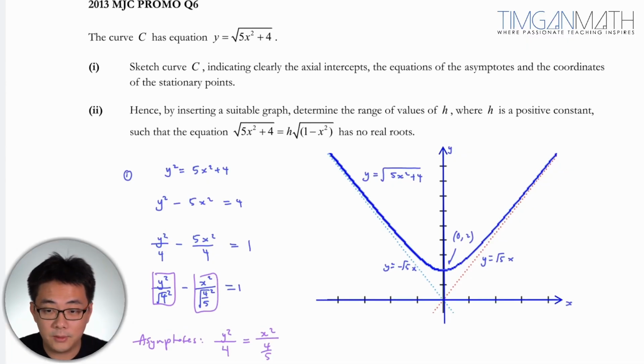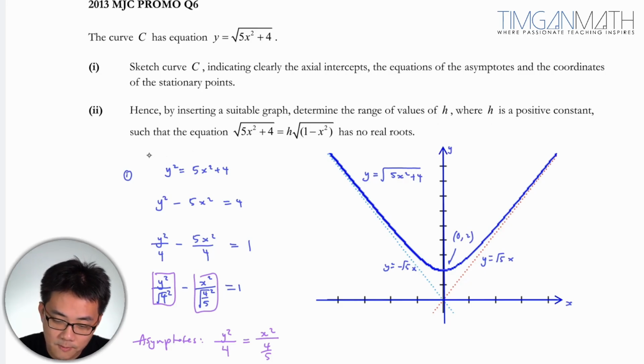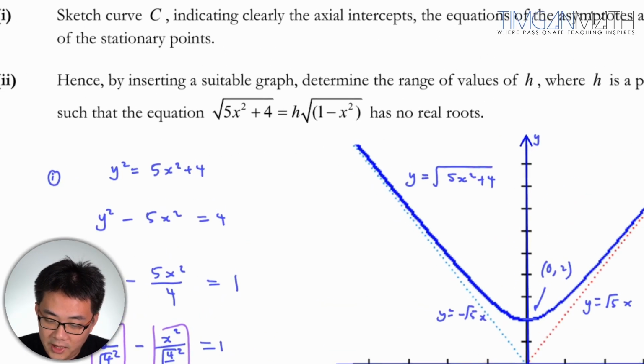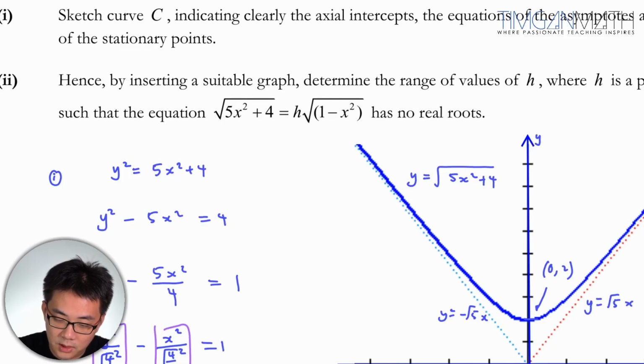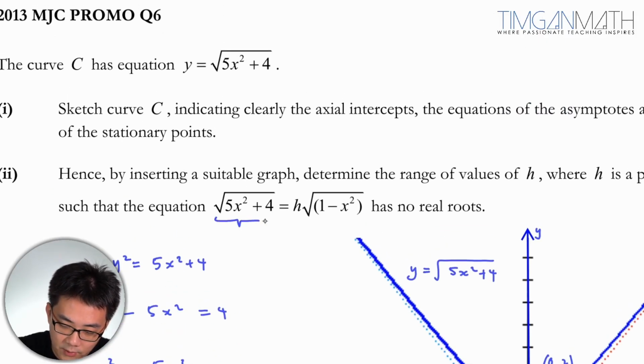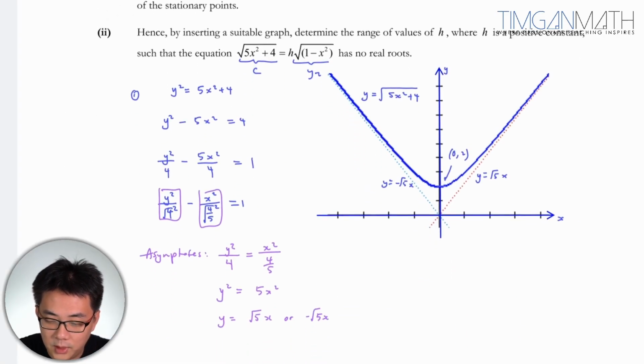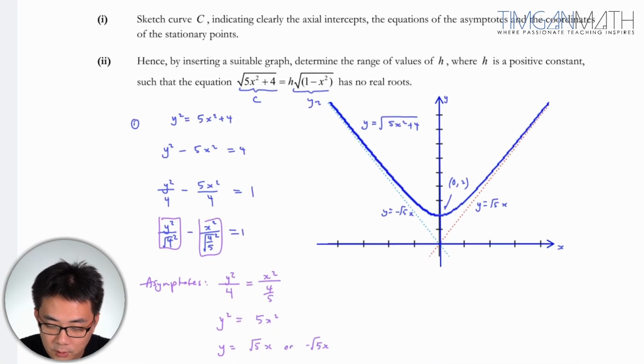Let's go to the subsequent part. For the subsequent part, by intersecting a suitable graph, determine the range of h, where h is a positive constant, such that this equation has no real roots. So we are looking at this portion here. This is y1, which is the graph that we drew, our curve C. Then this will be our y2 here. So we're going to sketch this curve. What would this graph be?